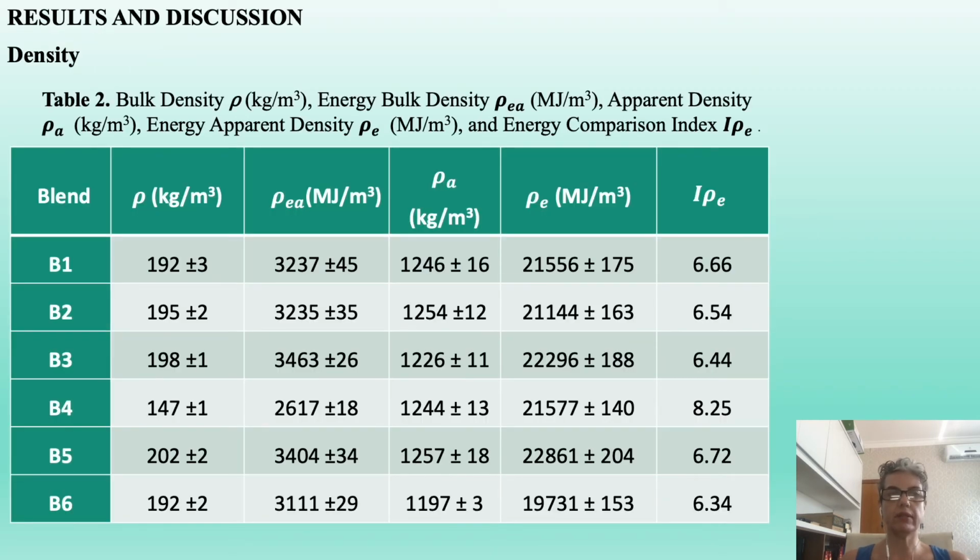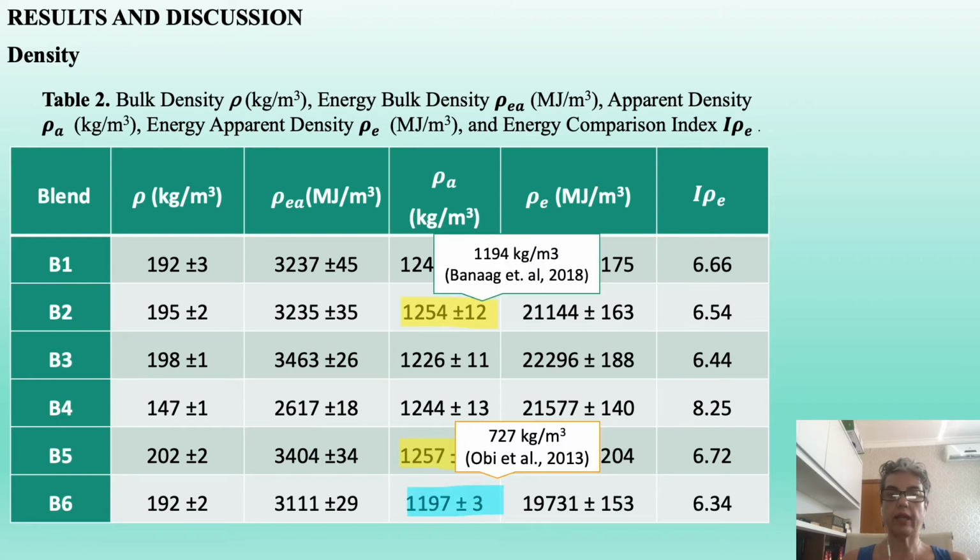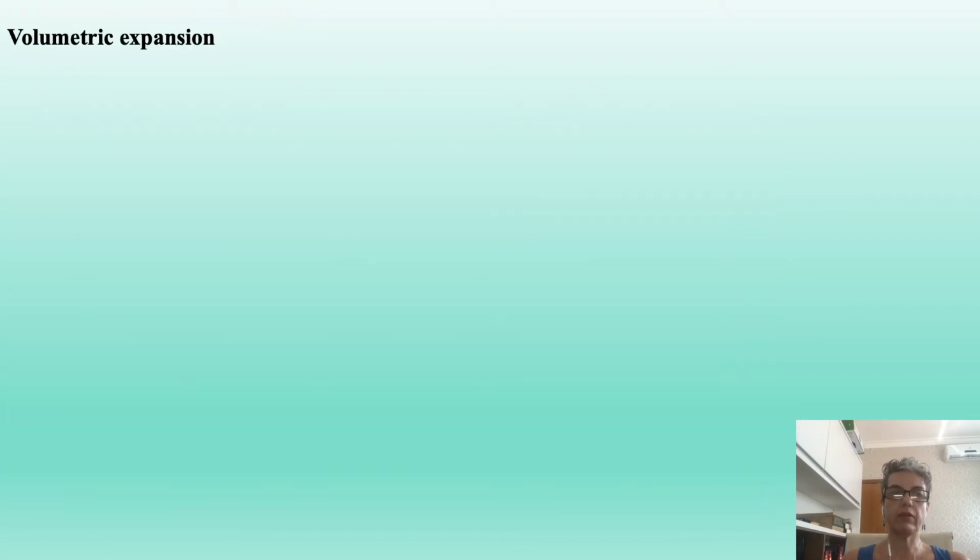Results and discussion. Analyzing the density, we can see that we obtained higher apparent density than the literature. The highest energy comparison index was for B4, which is composed of 100% sugarcane bagasse, and for the blends the highest index was for B1. Volumetric expansion.